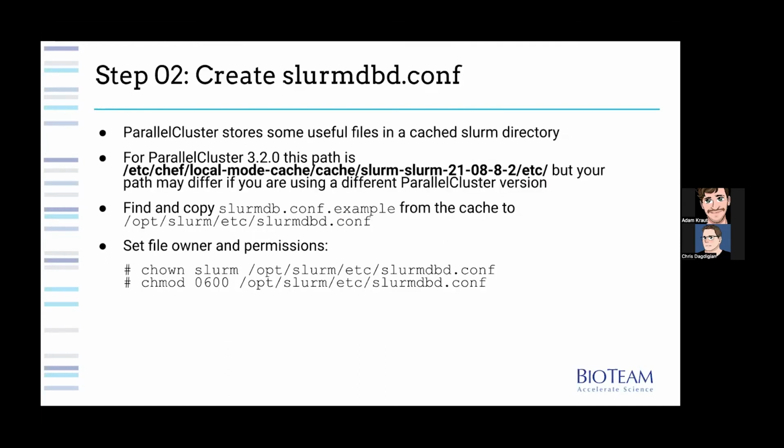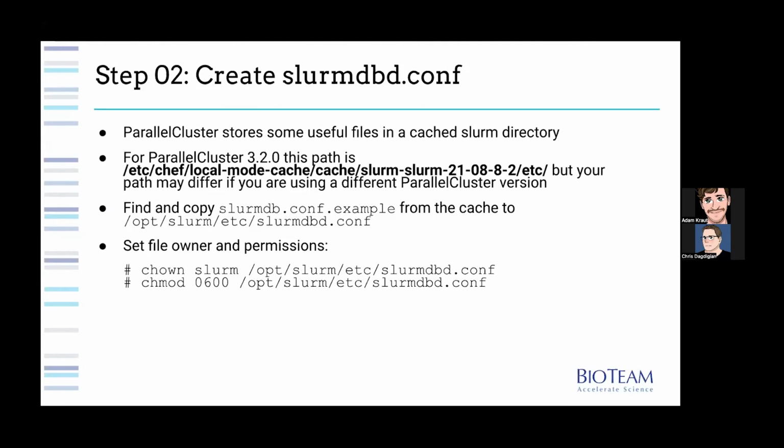The second thing we need to do: ParallelCluster right now, in the 3.2 iteration, does not ship with the Slurm database daemon up and running or activated. I have a feeling that will show up in a future release, knowing how cool they are and how fast they develop. But even though they don't ship a functional slurmdbd, they have a whole bunch of Slurm files cached in their chef repo. So you can pull the slurmdb configuration file from the path above.